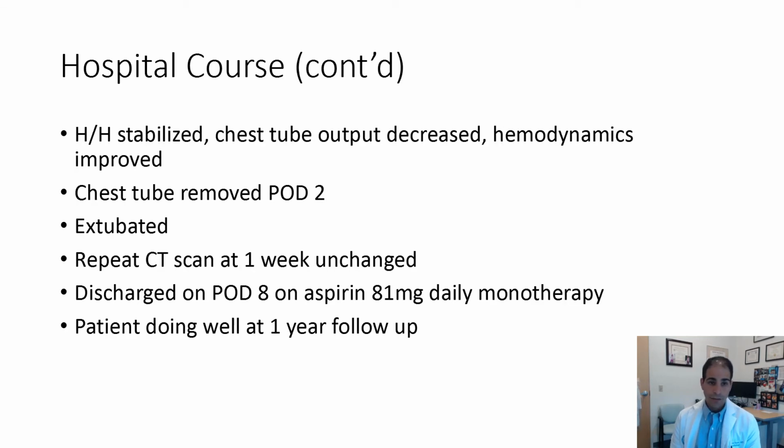Fortunately, the patient did well. His H&H stabilized, the output in the chest tube decreased, and his hemodynamics improved, and we were able to get him off of pressors. The chest tube was removed on post-op day 2. The patient was extubated, and a repeat CT scan was performed 1 week following the procedure. Through an abundance of caution, we actually kept him in-house till post-op day 8, at which point we discharged him on just a baby aspirin for fear that rebleeding could occur.